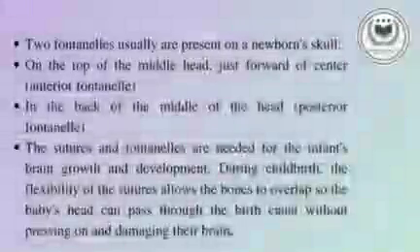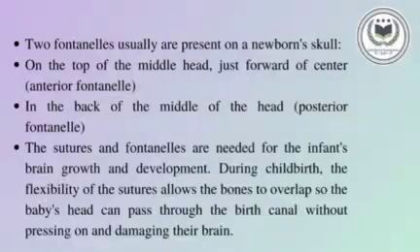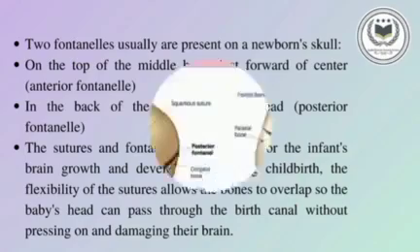2 fontanelles usually are present on a newborn skull. On the top of the head, just forward of the center, is present the anterior fontanelle. In the back of the head is present the posterior fontanelle. The sutures and fontanelles are needed for infants' brain growth and development. During childbirth, the flexibility of the sutures allows the bones to overlap so that the baby's head can pass through the birth canal without pressing and damaging their brain.